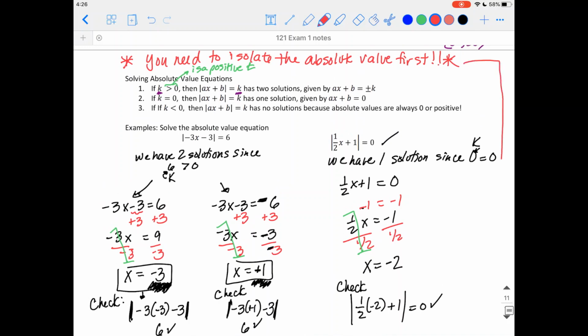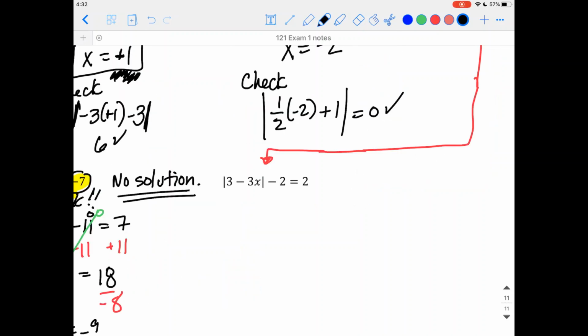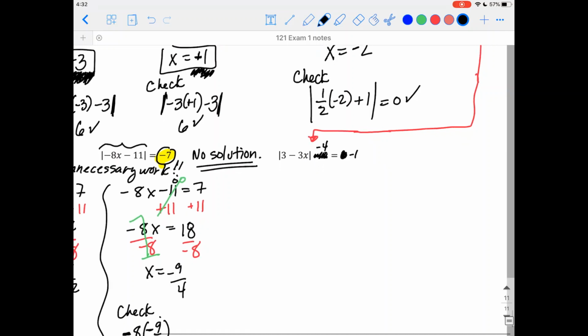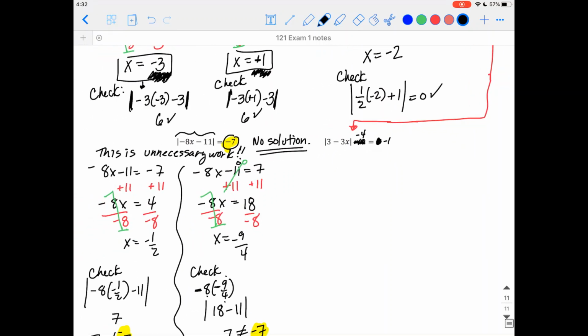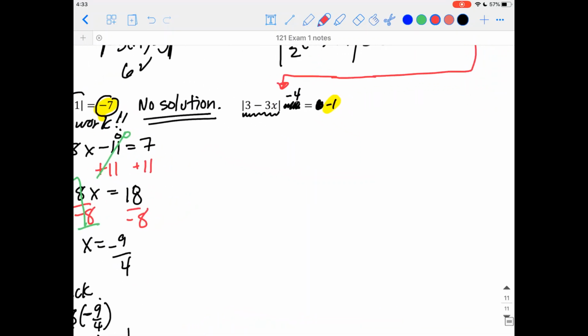And I'm going to draw a line going down to this one down here. I'm going to go ahead and change this one. I'm going to change this to a negative 1. And I'm going to change this to a minus 4. And here's the reason being. Some of you might think, oh, well, based on the problem we just finished, it's going to be no solution because this one right here is negative. Not quite. The reason is that this absolute value right here is not by itself. So I'm going to have to isolate it first.